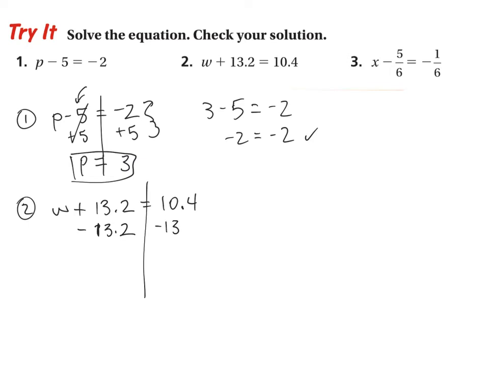And now I have to do 13.2 minus 13.2 on the other side. Remember, golden rule of algebra. These go away. W, therefore, is equal to 10.4 positive minus 13.2. Now, different signs, right? This is a positive, this is a negative. Different signs subtract. Keep the sign of the bigger number, then I'll be exact.